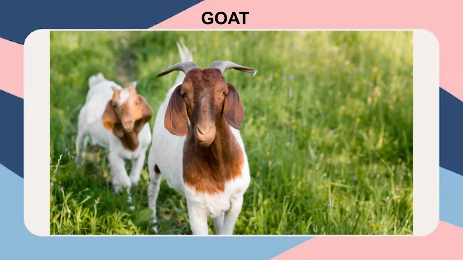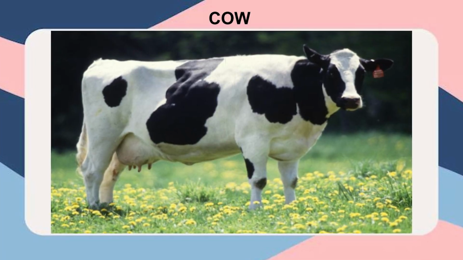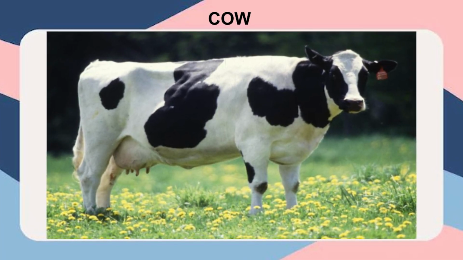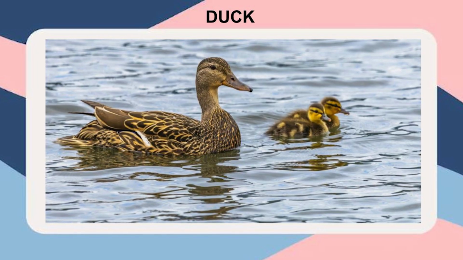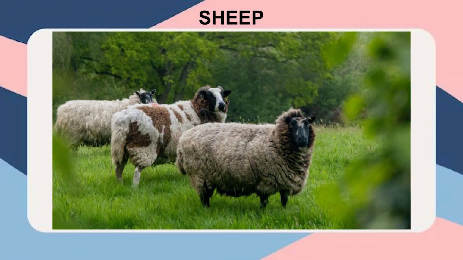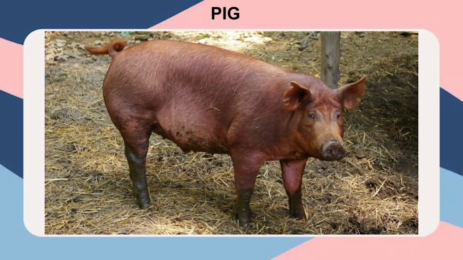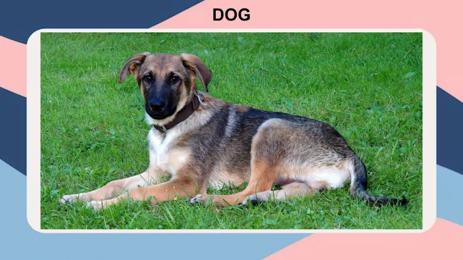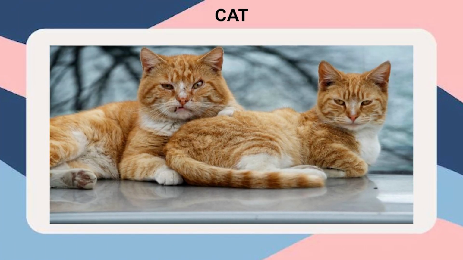But before starting the recitation, identify these animals. Which animal is this? Yes, you are right. This is a goat and this is a cow, one who gives us milk, and this is a horse who runs very fast. This is a cock, this is a duck. Do you know a duck can swim in water but it cannot fly very high? This is a sheep, it gives us wool. And yes, you guessed it right, this is a pig. And this is the most common animal around our house, the dog. This is a meow cat.